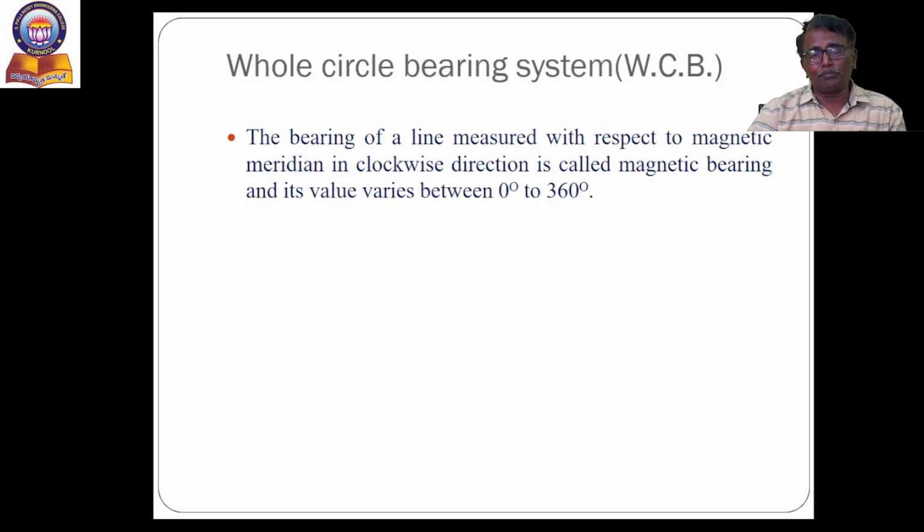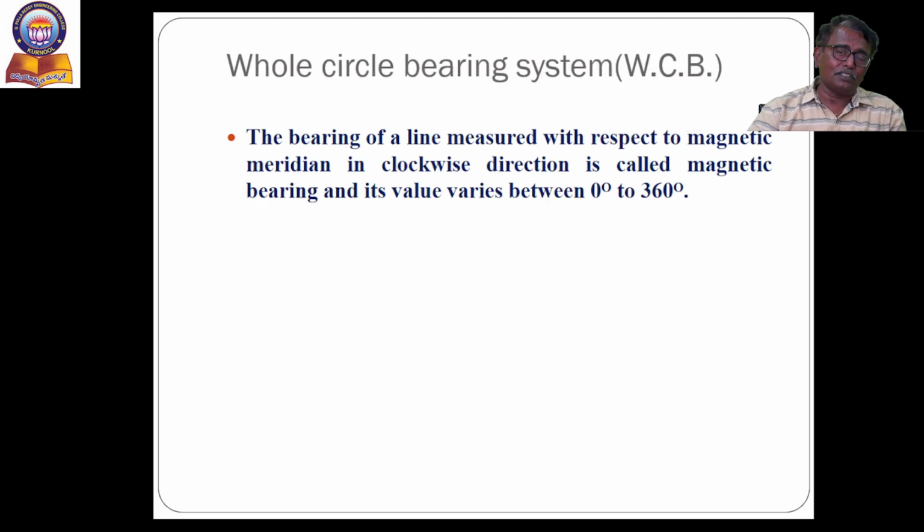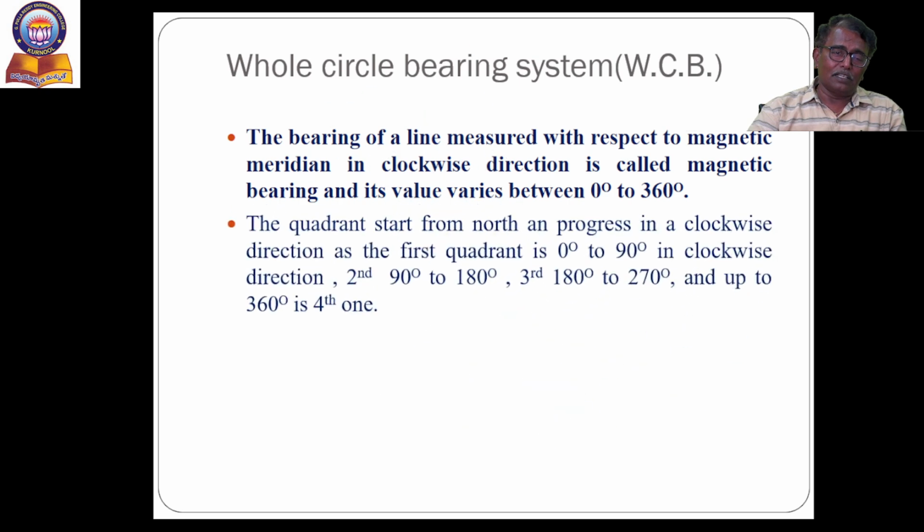By using the prismatic compass, the bearing of a line is measured with respect to magnetic meridian in clockwise direction. This is called magnetic bearing, and its value varies from 0 to 360 degrees. So this can be established by using the prismatic compass. The quadrants start from the north and progress in the clockwise direction. The first quadrant is 0 to 90 degrees, the second quadrant is 90 to 180, the third quadrant is 180 to 270, and up to 360 degrees is the fourth one.